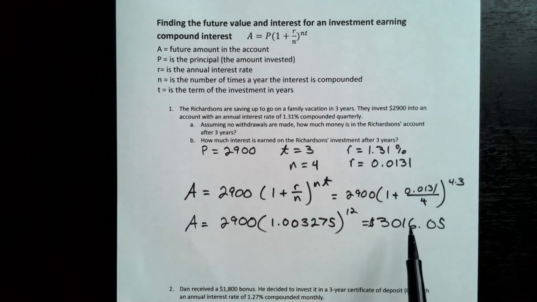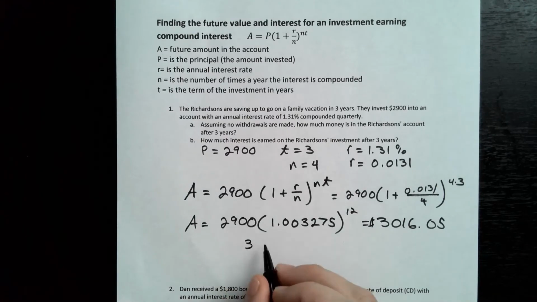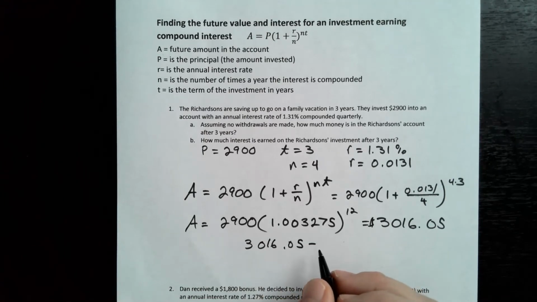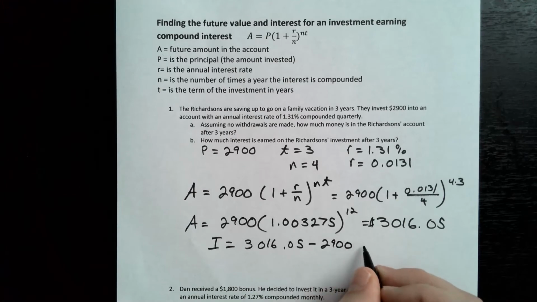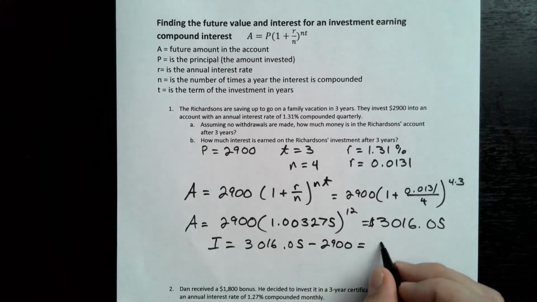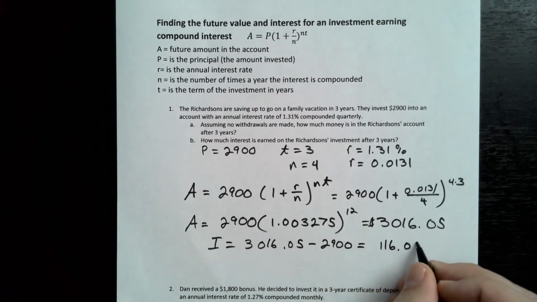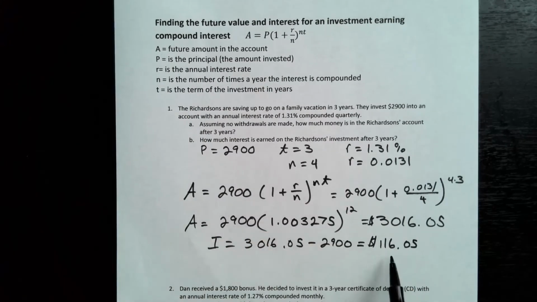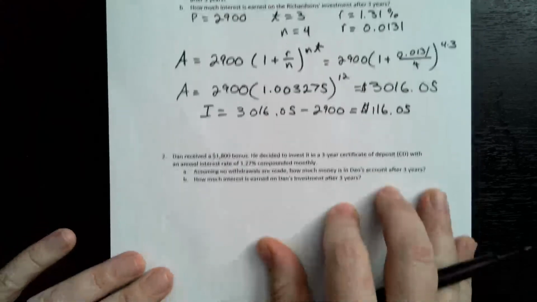Okay, so to find the interest, you just see how much did it increase over what it was originally. So you do 3,016.05 minus, and I'll put I here, minus 2,900. You do that subtraction, and you get $116.05. That's the interest that was earned. That's how much more money is in there now than was at the beginning. Okay, so that's B.